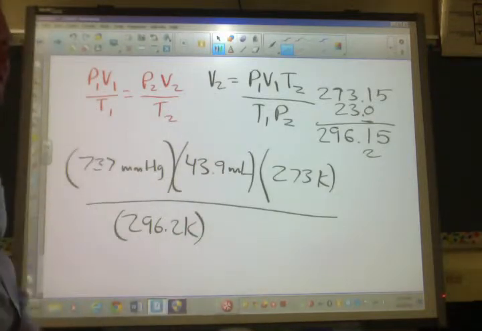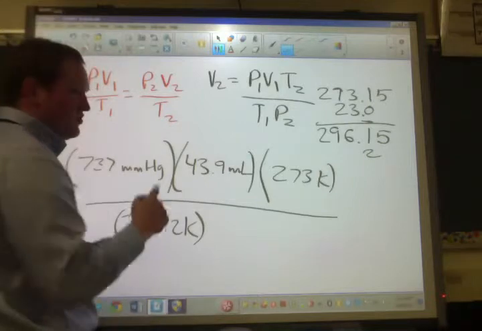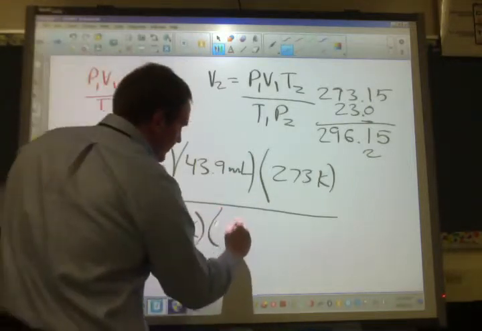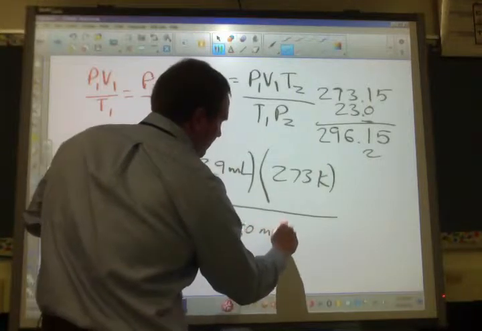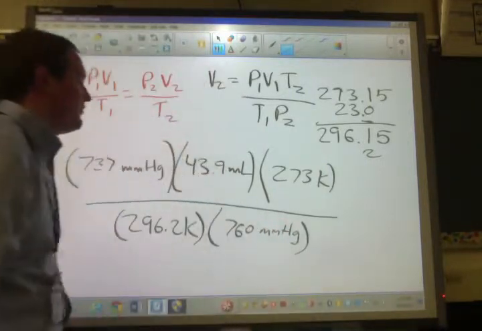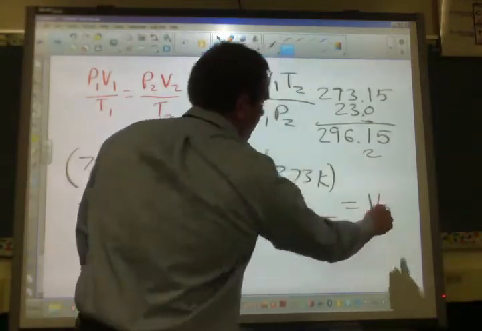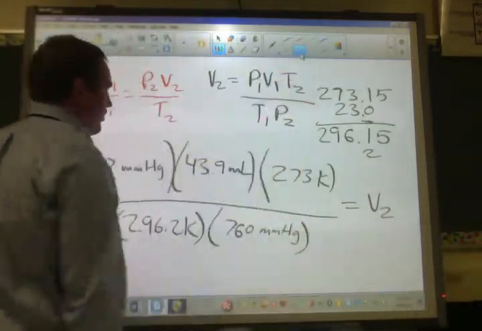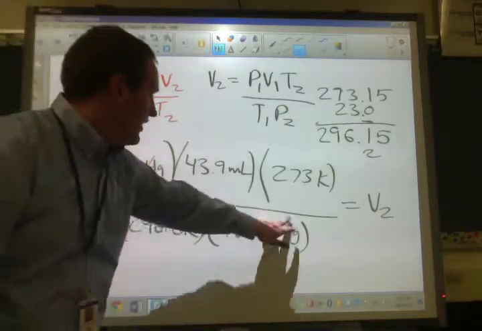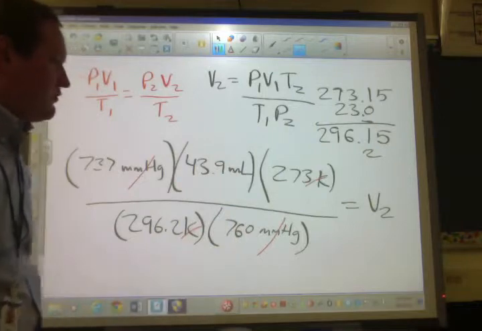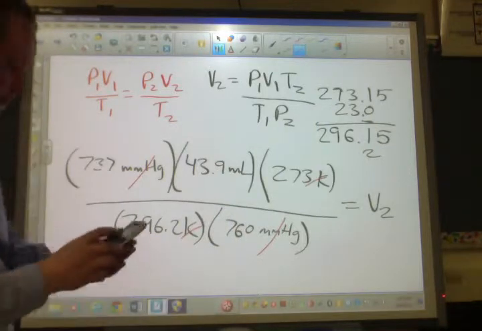And pressure 2 is what the pressure would be at STP, which is 1 atm, but in this case, since I gave you mmHg here, we're going to go 760 mmHg. And this entire thing equals V2. Let's check our units. Millimeters mercury, Kelvin, Kelvin, milliliters is my unit. Let's plug the numbers in.